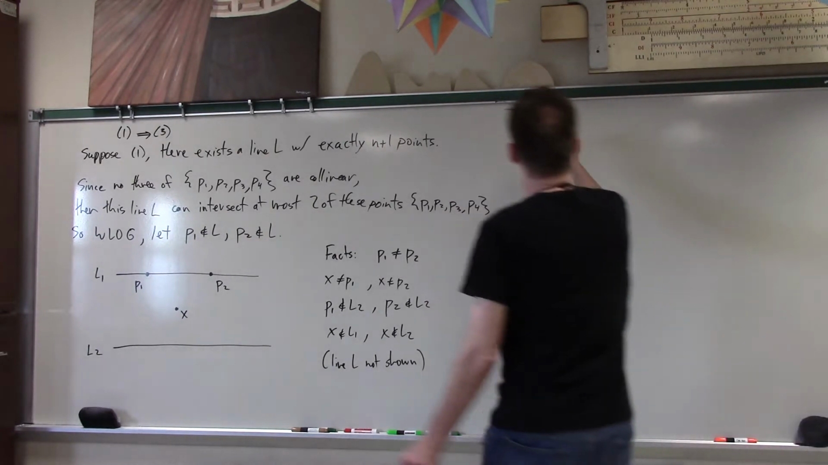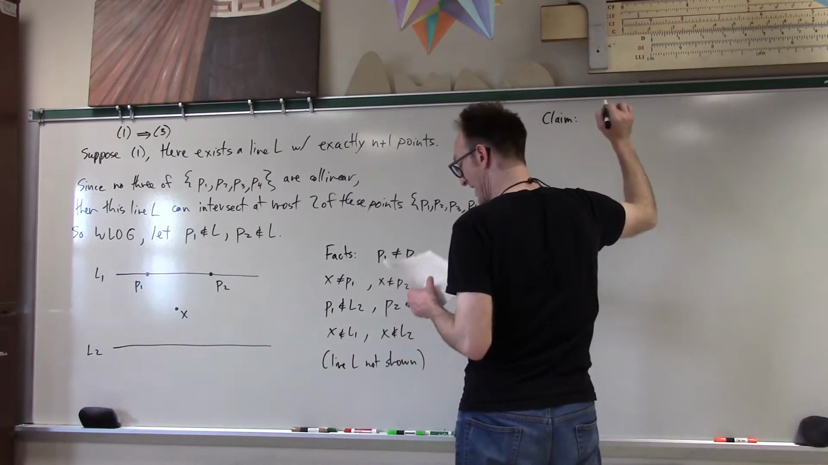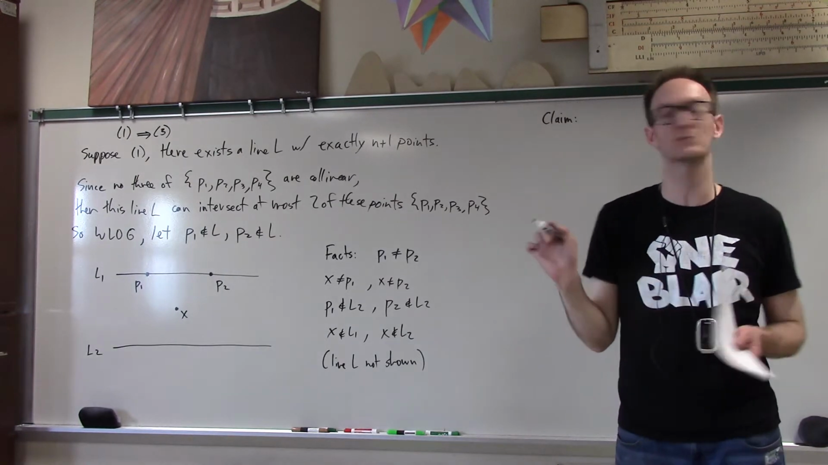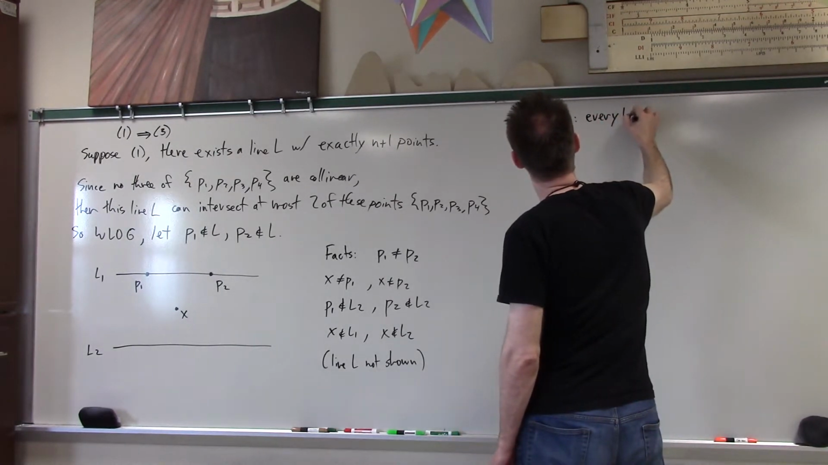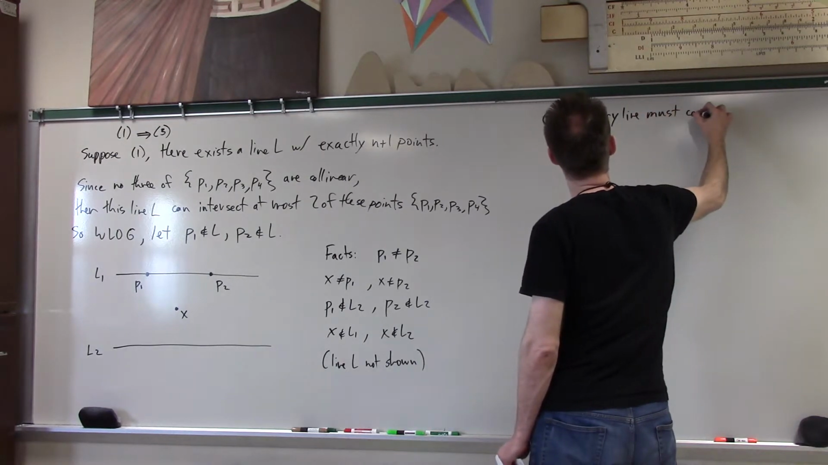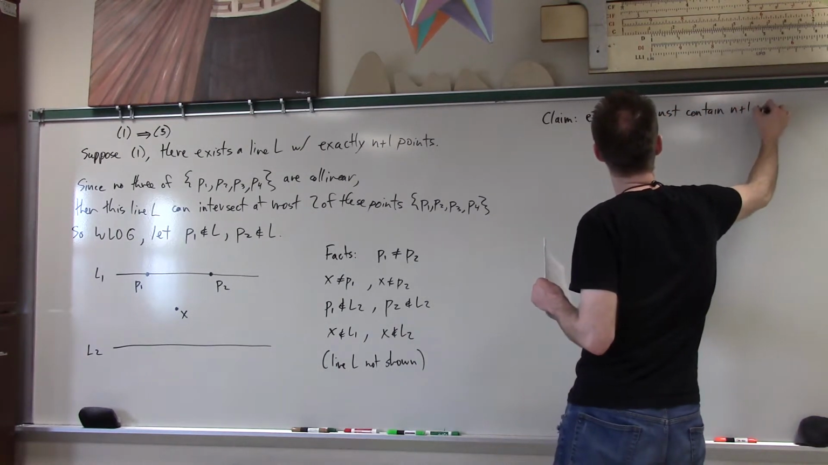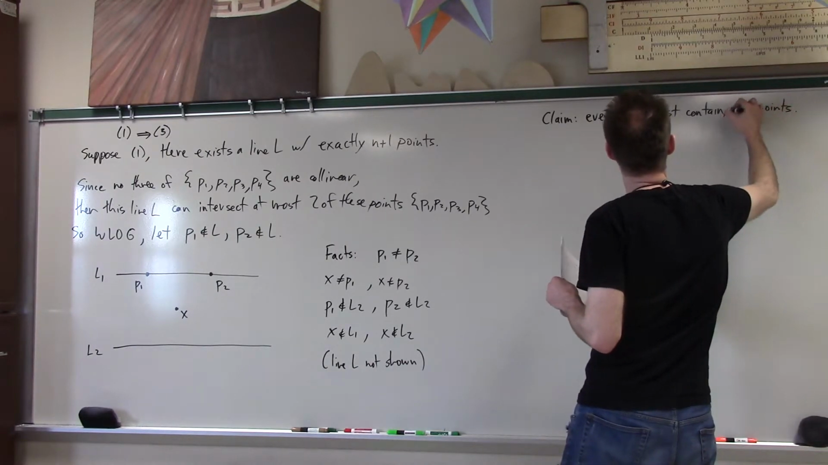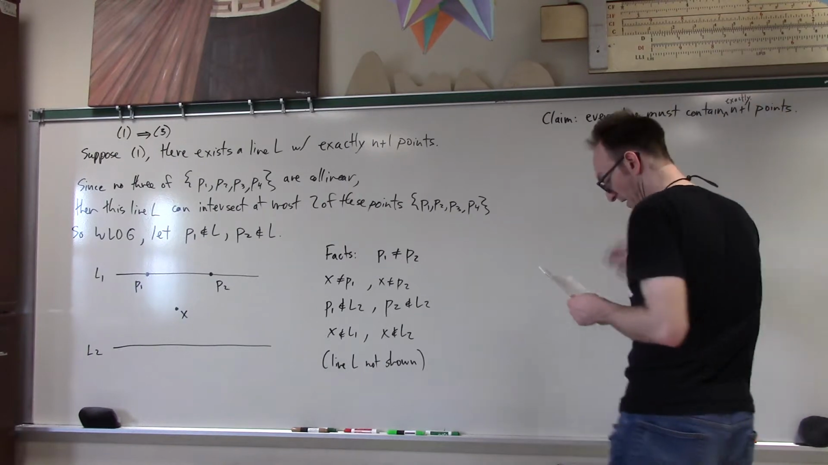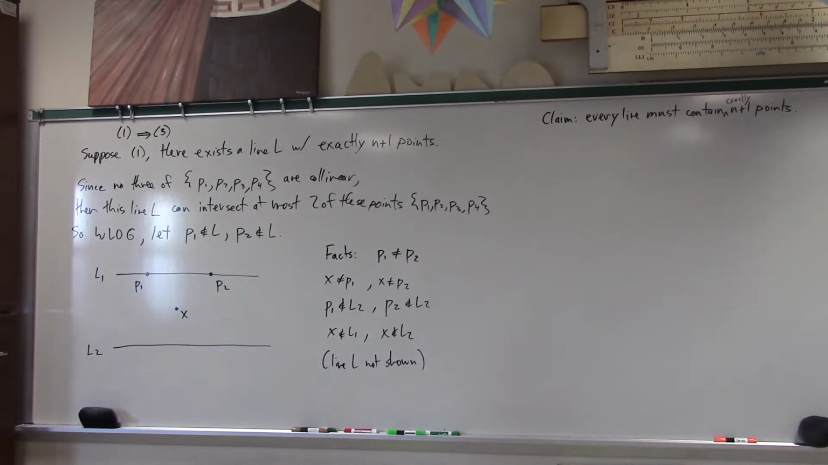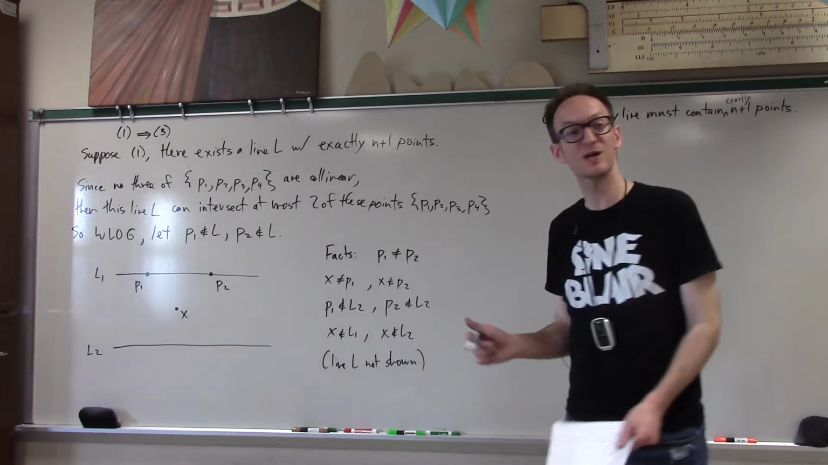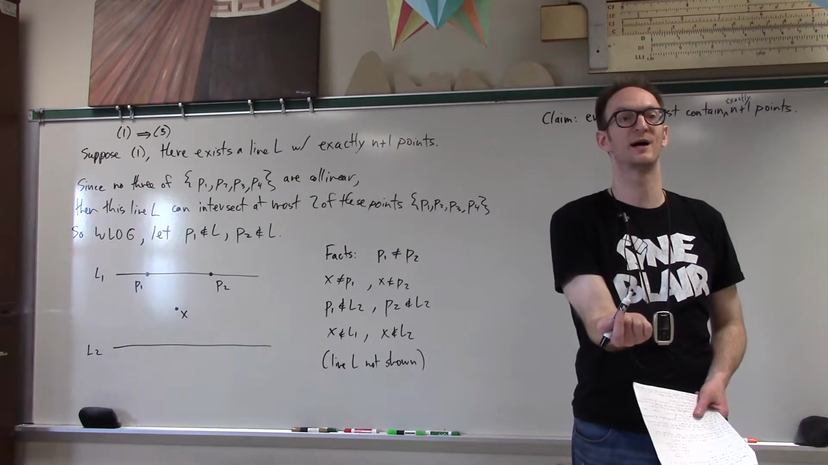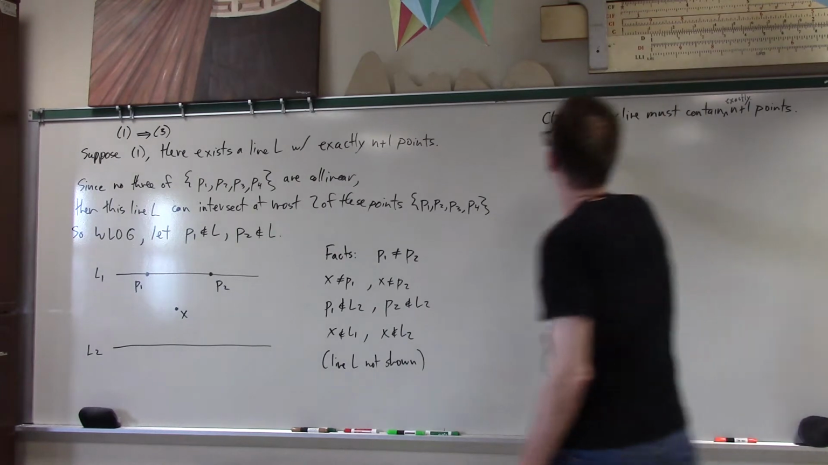Okay, and now I begin the argument. Claim: every line must contain n+1 points. Exactly. Okay, why? Well, L has n+1 points, and P1 and P2 are not on L. So what I now want to do is invoke lemma. Which one is it? I've already forgotten. Okay, so I'll just write it, right?